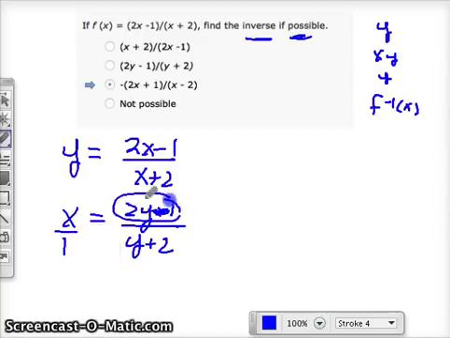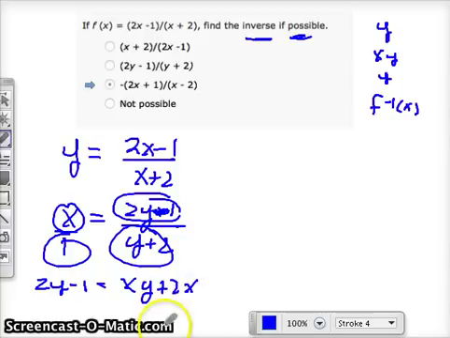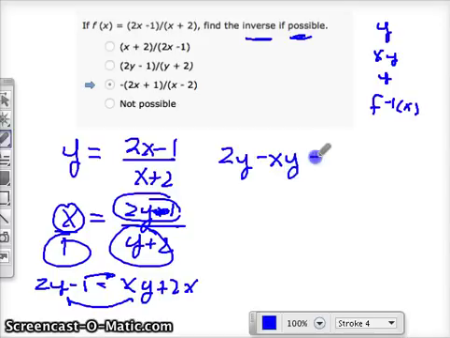So what's 2y minus 1 times 1? Well, that's just 2y minus 1. And x times this is xy plus 2x. All right, I would get all your y terms on one side and your numbers on the other side. Okay, if I moved the xy to the left side, I'd have 2y minus xy. And if I moved the 1 to the right, I'd have 2x plus 1. That make sense?